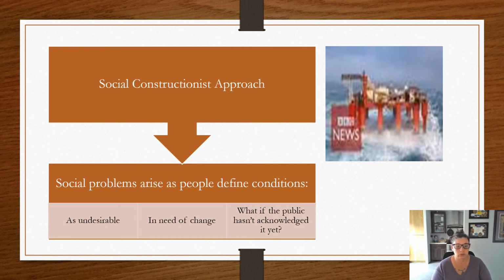But a social constructionist approach would tell you that social problems arise as people define those conditions, right? They need to define those conditions as undesirable, in need of change, and they need to acknowledge all of that. So if they think that the change is undesirable, it's not a social problem. If they think it's undesirable but doesn't need to be changed, like homelessness, it's not a social problem.